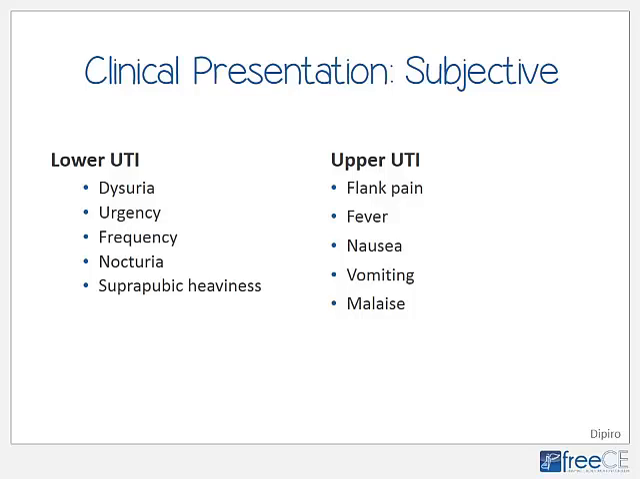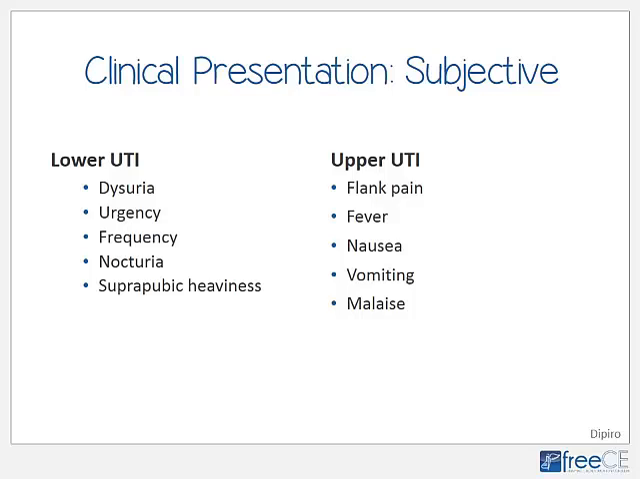Now, once a urinary tract infection has been established, there are lots of different signs and symptoms that we can evaluate in patients. From a subjective presentation, it's easiest to break them up by lower urinary tract infections and upper urinary tract infections. In a lower urinary tract infection, the most common signs and symptoms that patients are going to complain of include dysuria, urinary urgency, as well as urinary frequency. They can complain about nocturia, so needing to get up and go to the bathroom more frequently in the middle of the night. They may also complain about suprapubic heaviness.